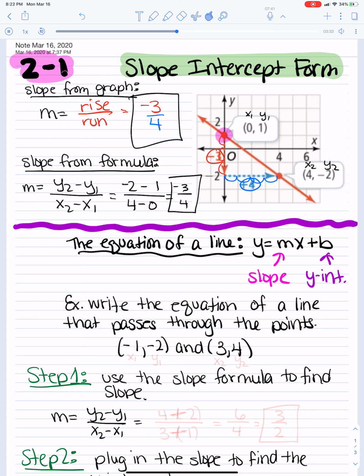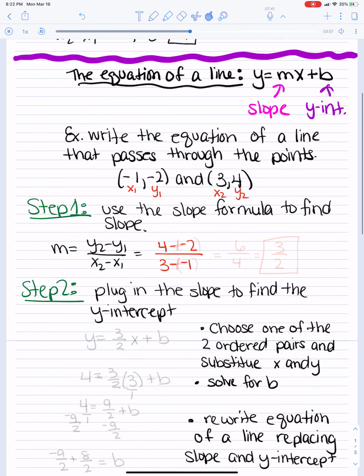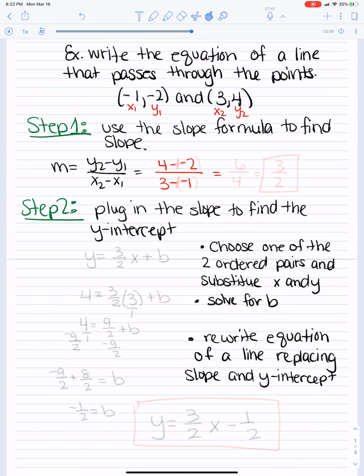So if this is my x1, y1, this is my x2, y2, well then my y2 is 4 minus my y1, which is -2, all over 3, which is my x2, minus a -1. So that's really important because we're always subtracting what our y1 and x1 are. So it's really minus a -2 minus -1. If you have to put parentheses around it, put parentheses around it.